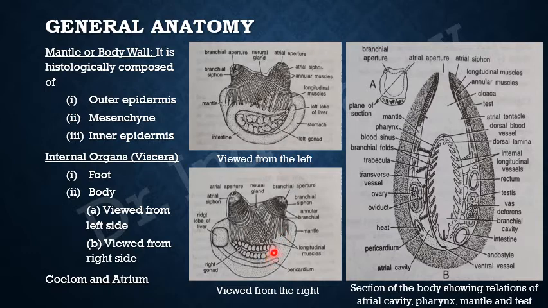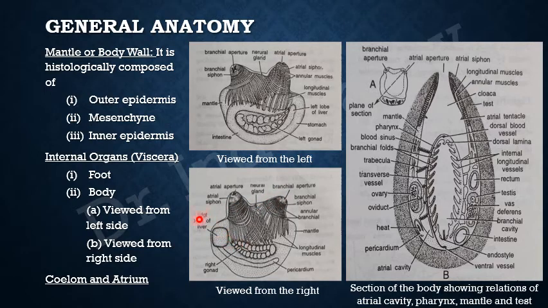And now we come to the animal's body viewed from the right. In the right, you can see both the siphons, only that the position has changed now, because we are seeing the opposite view. The branchial aperture is lying on the right hand side, and the atrial aperture is lying on the left hand side. These are again the annular muscles and longitudinal muscles. And there is a neural gland visible in the right view, which is placed between both the siphons.